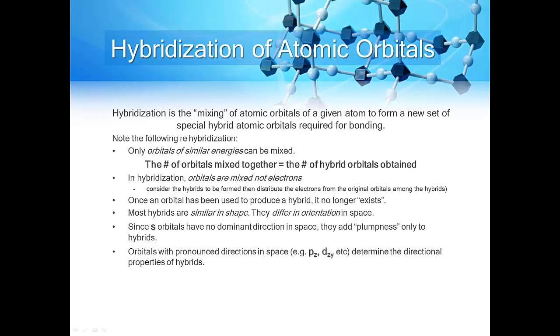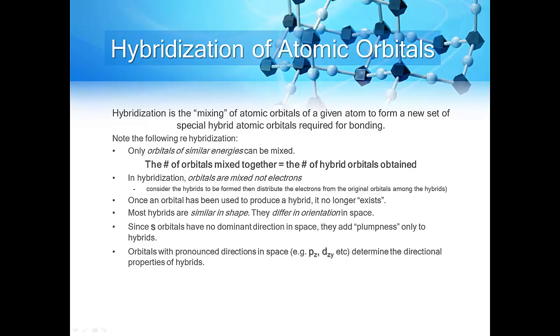Now let's take a look at hybridization. Hybridization is the mixing of atomic orbitals of a given atom to form a new set of special hybrid atomic orbitals required for bonding. Note the following. Only orbitals of similar energies can be mixed. The number of orbitals mixed together equals the number of hybrid orbitals obtained. In hybridization, the orbitals are mixed, but not the electrons.